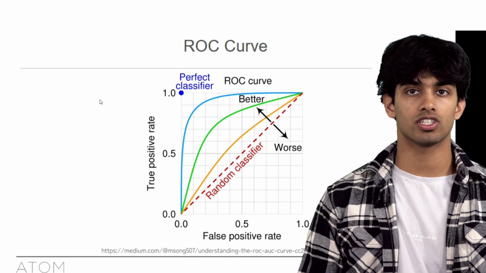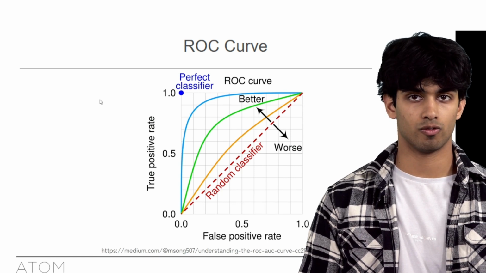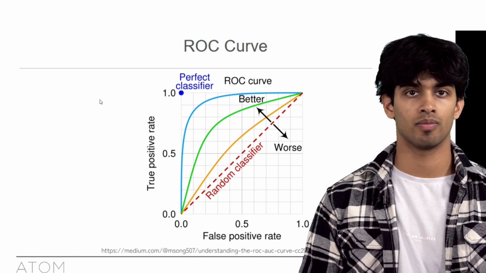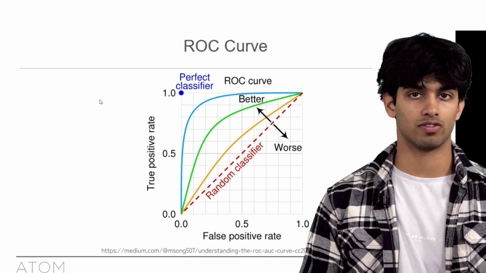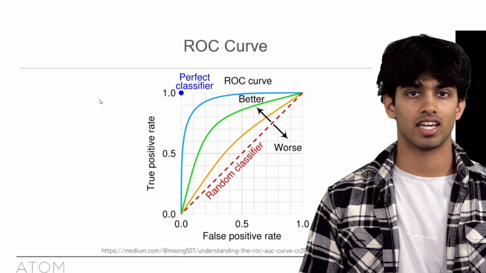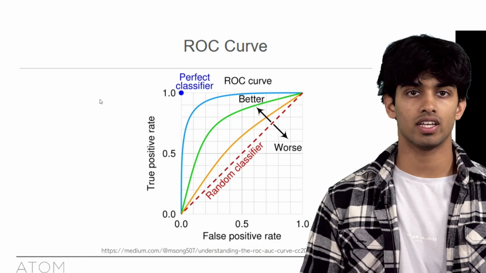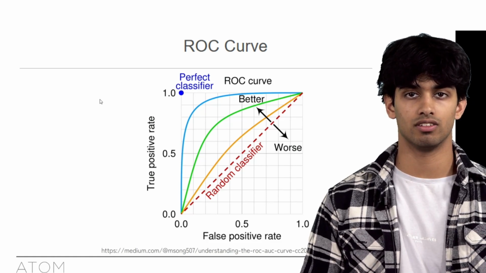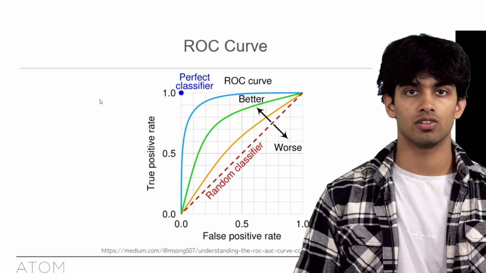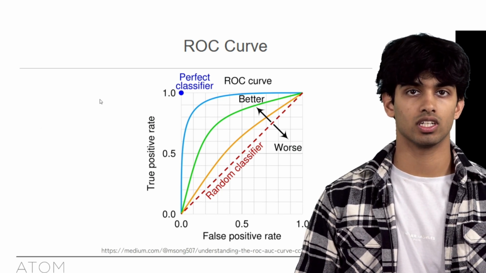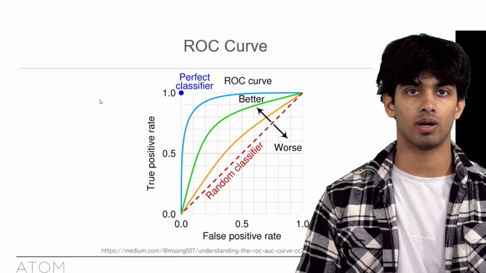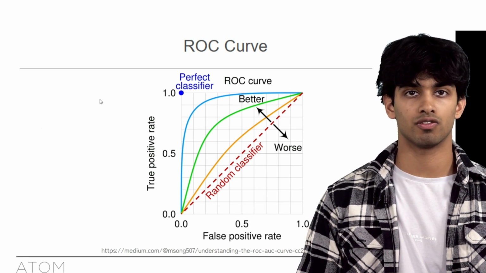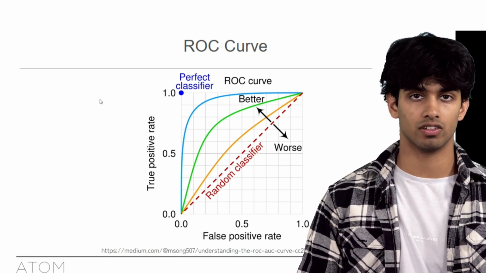The green and orange curves show better and worse classifier performance compared to random guessing. The distance between the ROC curve and the diagonal line indicates the classifier's performance. A larger distance indicates better discriminative power. This visual is commonly used to evaluate and compare machine learning models based on their ability to differentiate between positive and negative classes. So now you can see a high true positive rate with a low false positive rate indicates a better performing model.